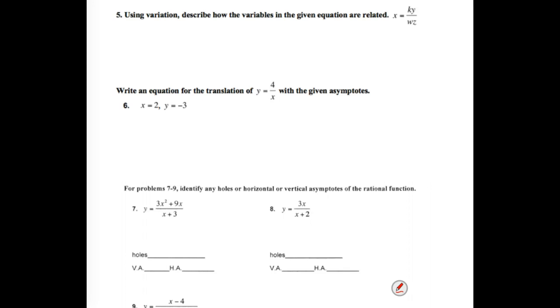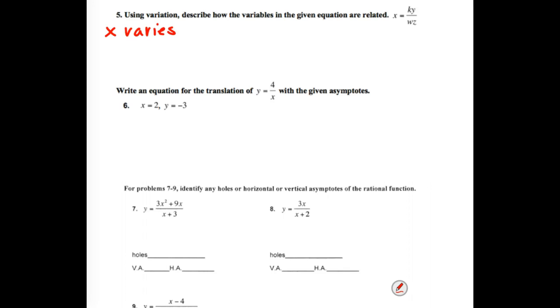Questions on that? All right, question 5. It says, using variation, describe how the variables in the given equation are related. So now instead of me giving you the words and you writing out the equation, we're doing the reverse. So if it starts out x equals, we would start out writing what? X varies. Okay? X varies. Now, there's several variables in here.